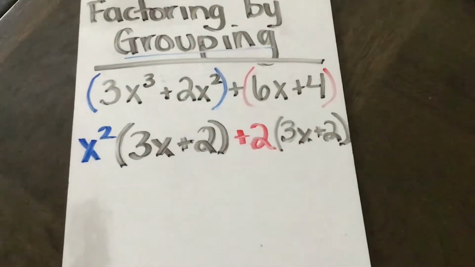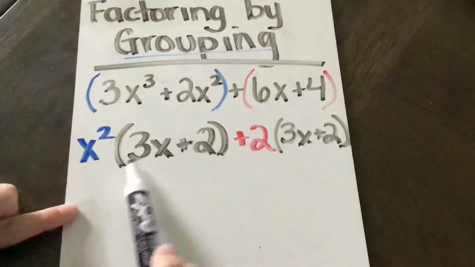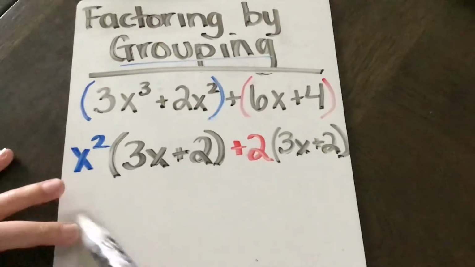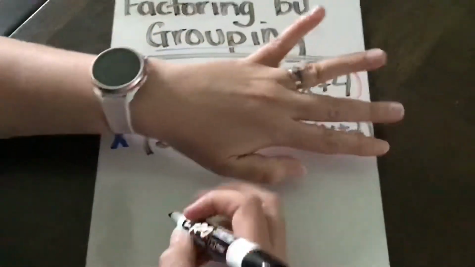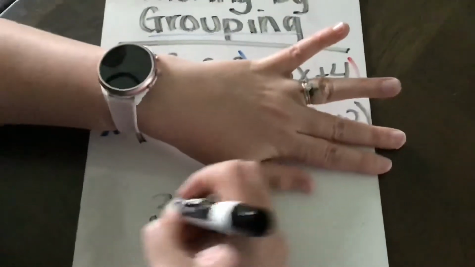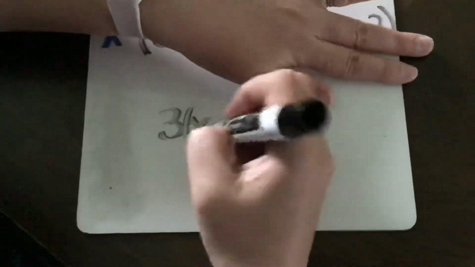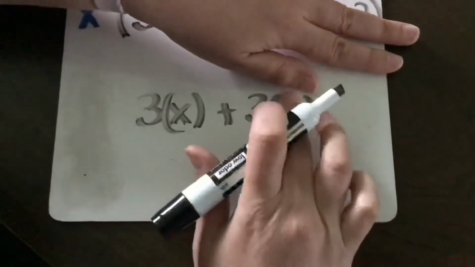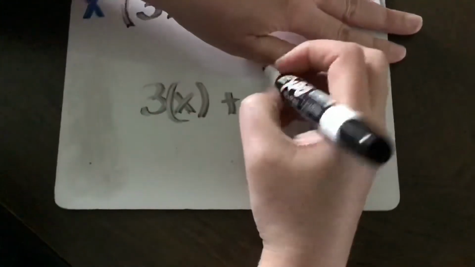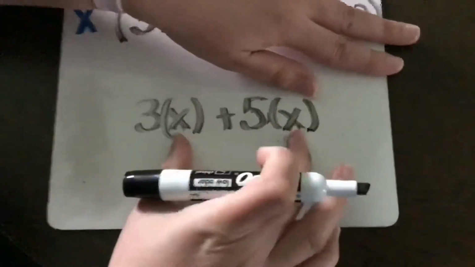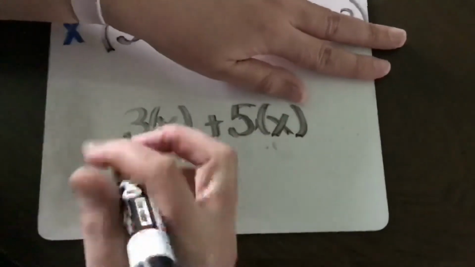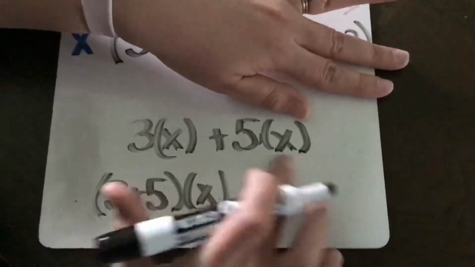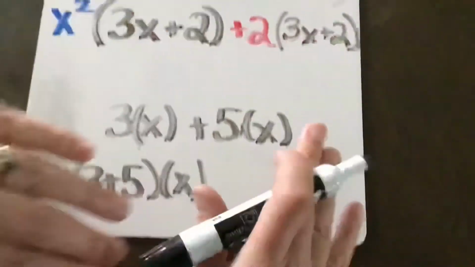All right, so the only way this works is after I've done that process, my 2 groups are the same. So in this case, they are. So I'm going to ignore where I'm at here. But if I had like 3x plus 5x, if what's here is the same, I could also take these 2 and put them out here and make it a 3 plus 5 like this and times it by x. So basically what I'm doing is I'm factoring that x out. It's coming out of both of them.